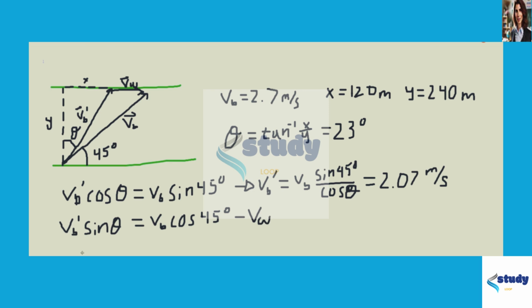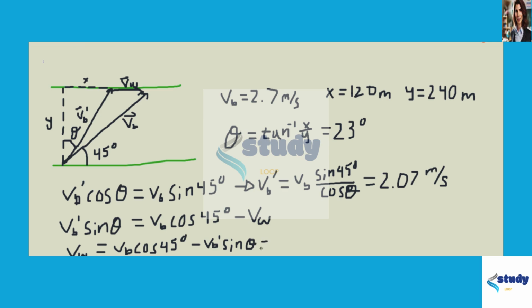Okay, so if we solve for the velocity of the water, which is what we're trying to find, that's going to be equal to v of b cosine 45 minus v of b prime sine of 45. Or I'm sorry, not sine of 45, sine of theta.